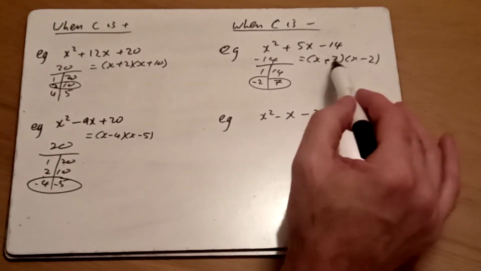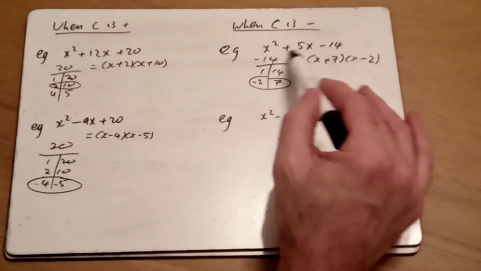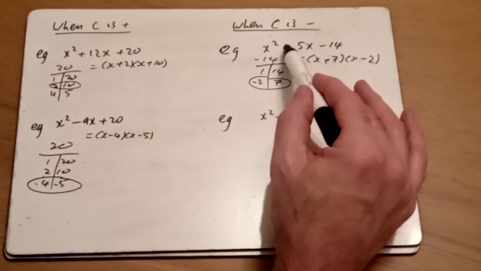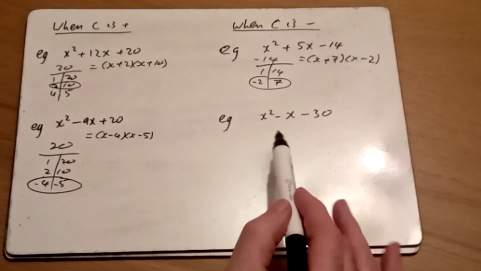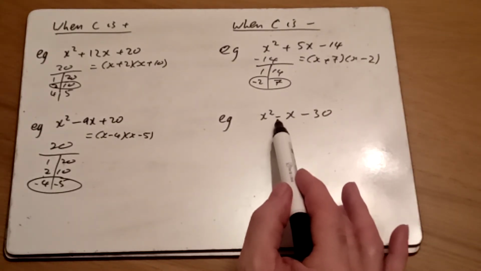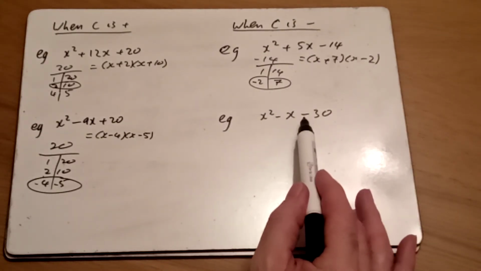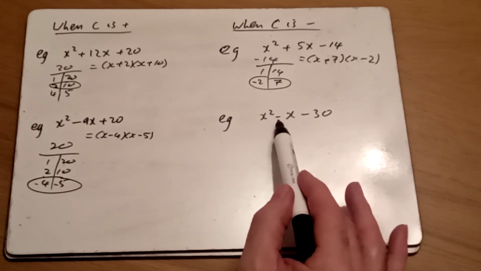The bigger number of the two will always have whatever sign that middle term has. So since that's plus, the bigger number is plus. In this case, the bigger number will be minus. That tells me they're both different. This tells me the bigger number is negative.